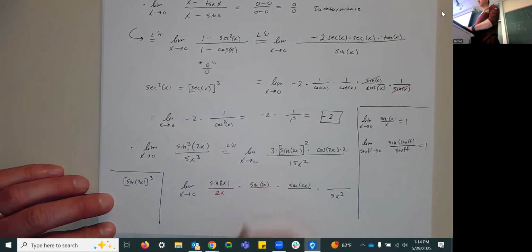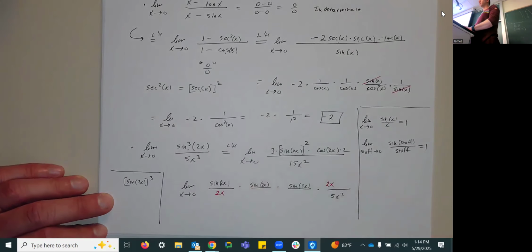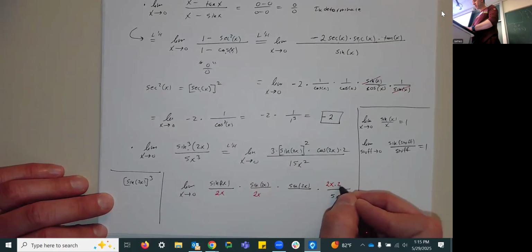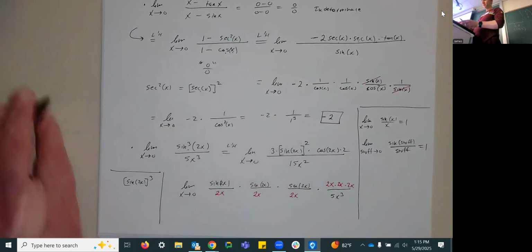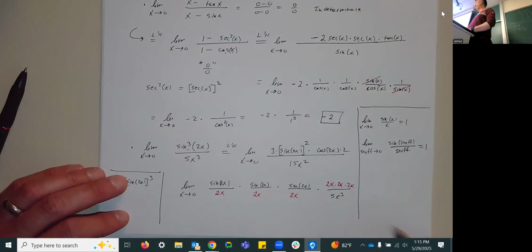A 2x. But if I divide by 2x, I also have to multiply by 2x. And I wish I had one here as well. But then the x times x times x divided by x cubed, that cancels out.